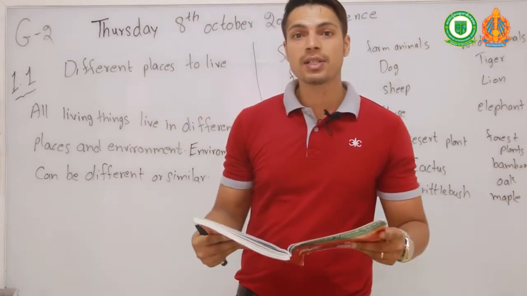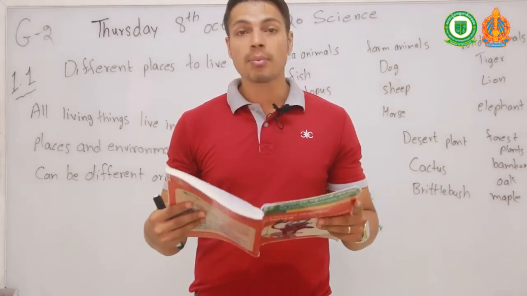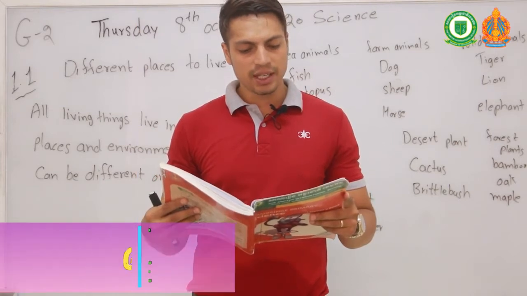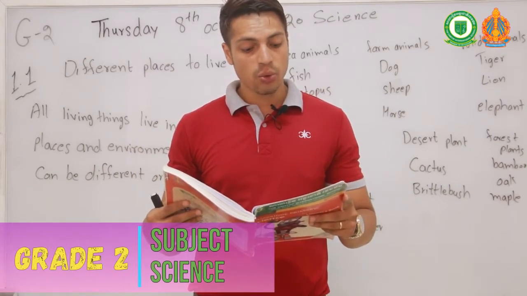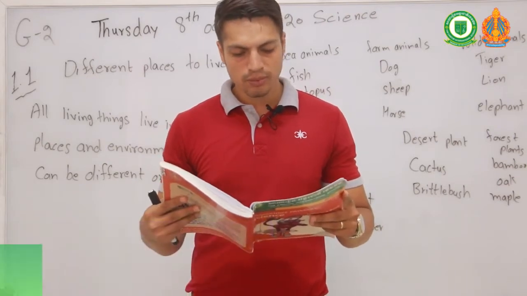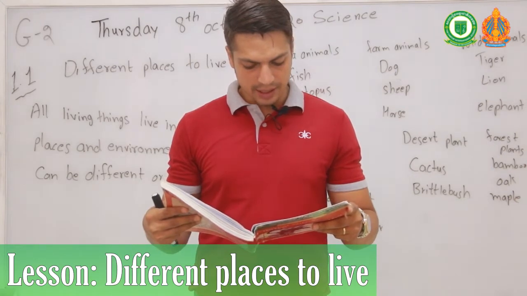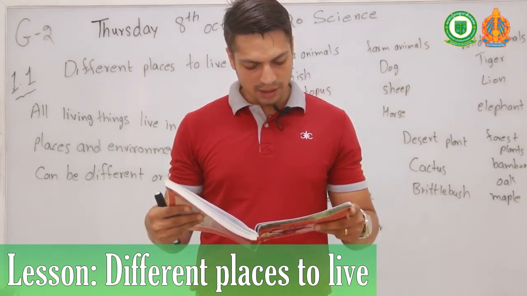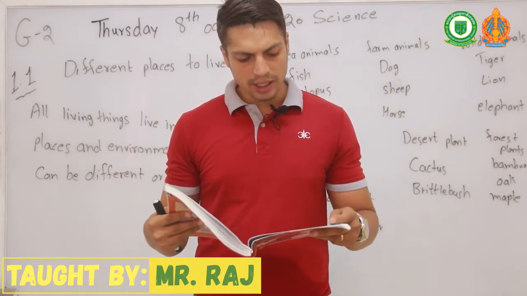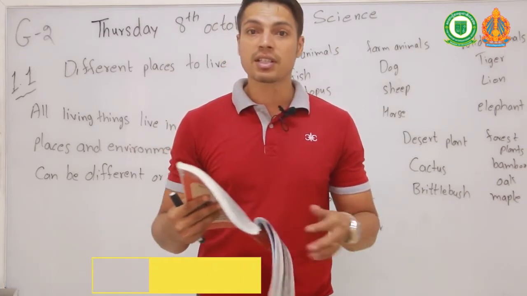So let's read first and then I will explain. Number one, going outside. 1.1, different places to live. What do animals and plants need to live? Look at the picture. Which animals and plants live in each environment? What differences can you see? You see three different environments.